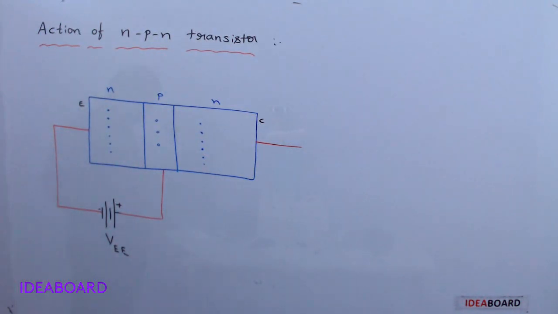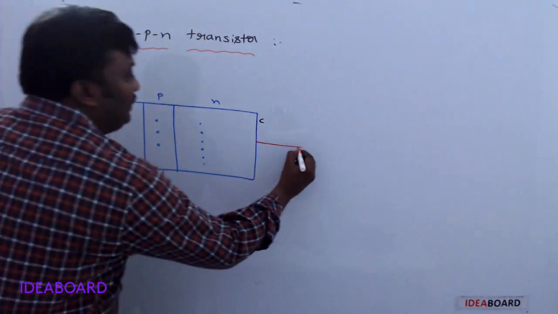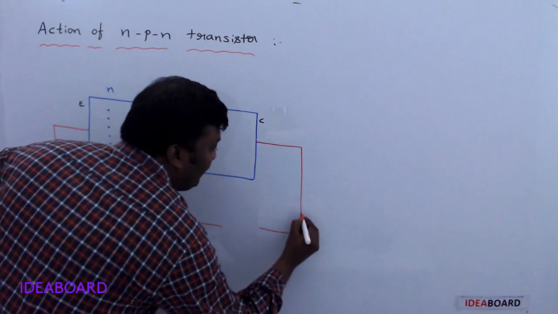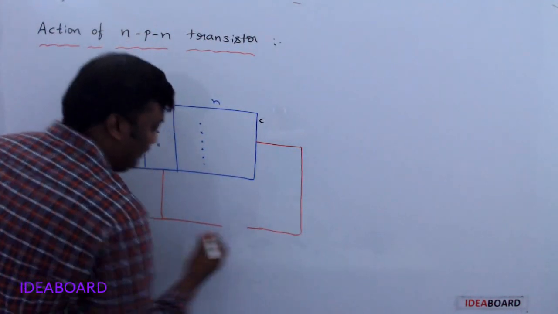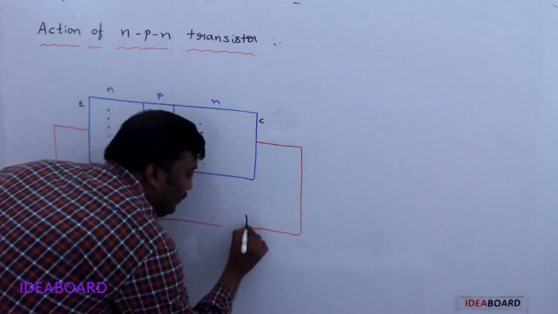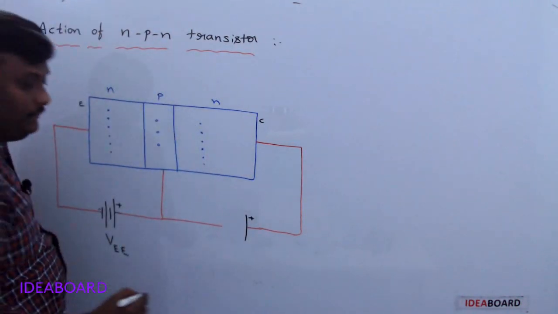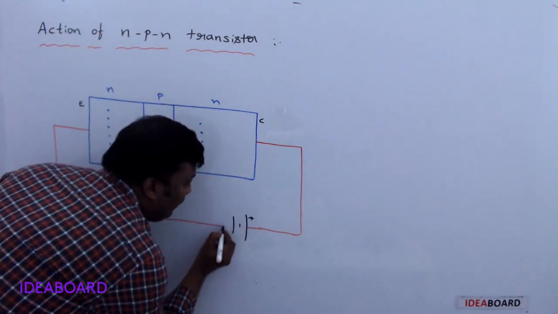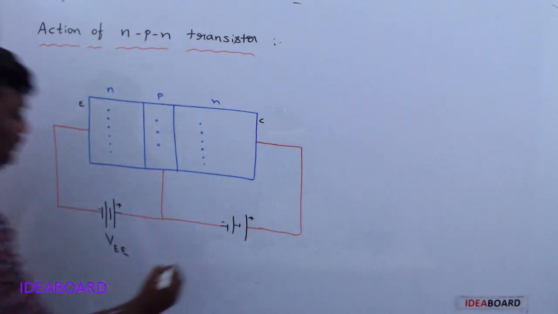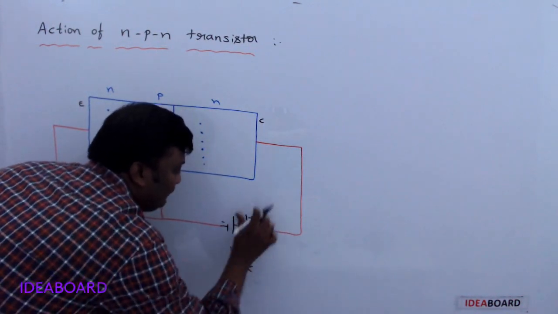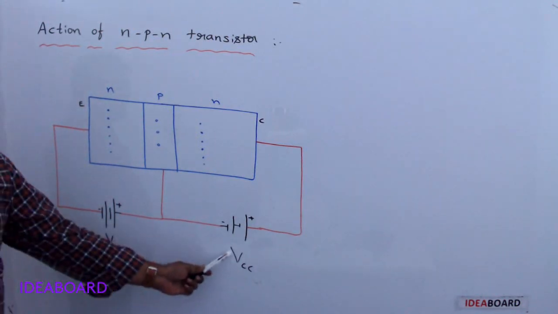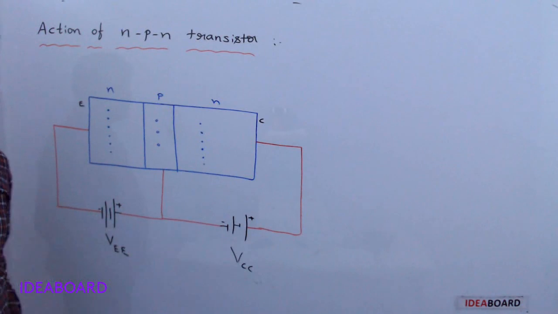Now the collector. The collector is always in reverse bias, we said. What is the meaning of reverse bias? Reverse bias means N-type material is always connected to the positive terminal of the battery. So here again the negative is connected like this. Understand? So this is called VCC. VCC is the voltage of the battery connected to the collector.